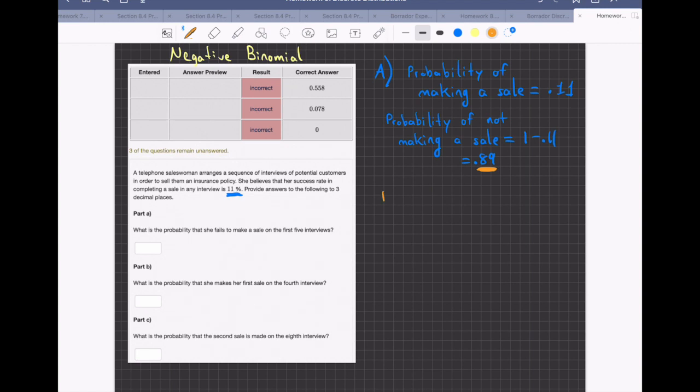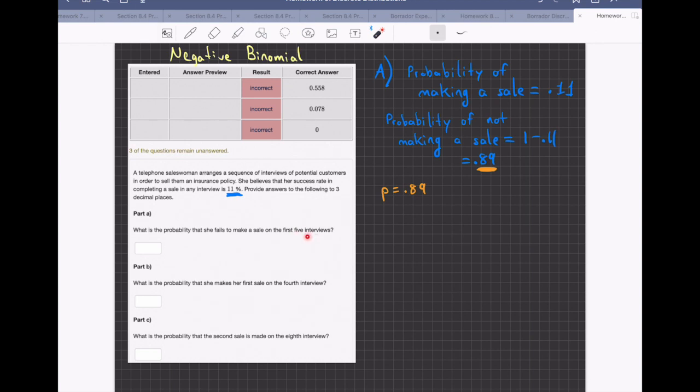Probability P is 0.89. But here we have to identify the number of successes we want. What is the probability that she fails to make a sale on the first... no, I'm sorry, it's not asking for that. Well, P is equal to 0.89. Yeah, that is true. So far so good. 0.89, the probability is 0.89. What is the probability that she fails to make a sale on the first 5 interviews?